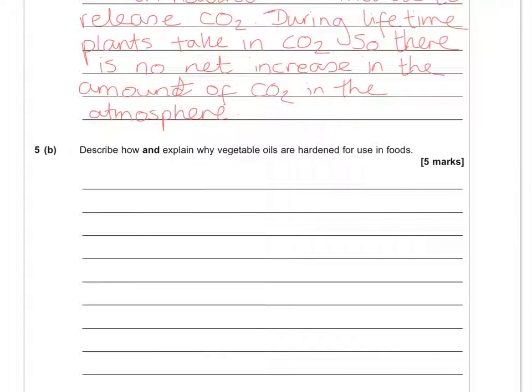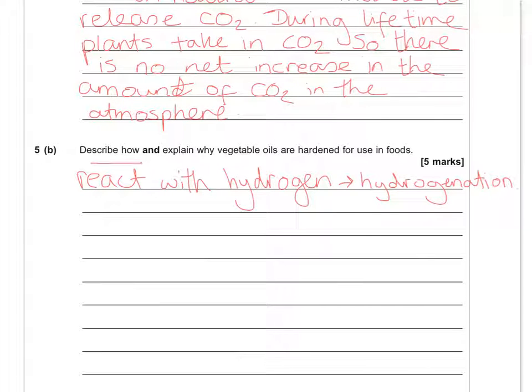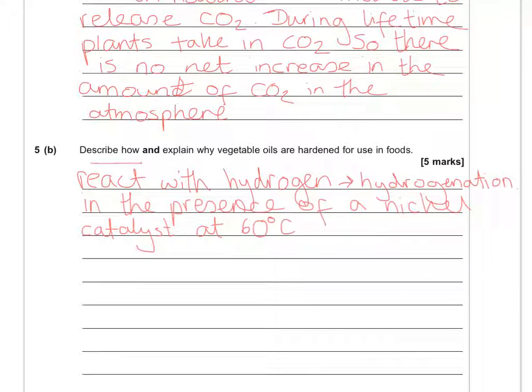Question 5b. Describe how and explain why vegetable oils are hardened for use in foods. So describe how firstly. They react with hydrogen in a process called hydrogenation. The conditions for this reaction is in the presence of a nickel catalyst at 60 degrees C. And they are the first 3 marks for this question. So 1 for saying hydrogenation, 1 for saying nickel catalyst, and 1 for saying 60 degrees C.